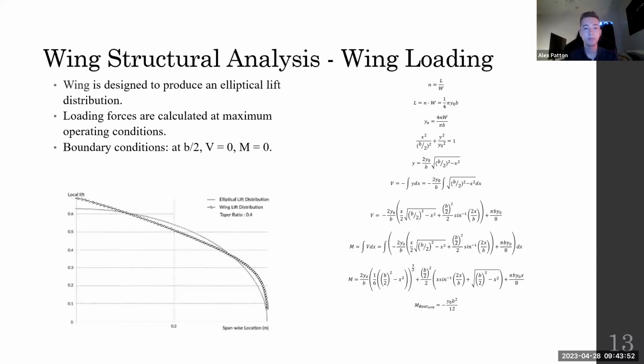Another assumption we made was that the loading forces were calculated at the maximum operating conditions, because we want to make sure our wing holds up in the most harsh conditions of flight. Shown on the right side is the equation walkthrough for calculating our bending moment. I won't get too in depth, but we started with the equation of an ellipse. We solved for the lift forces based on X location in the wingspan, integrate that once to get shear stress, and integrate once more to get the bending moment.